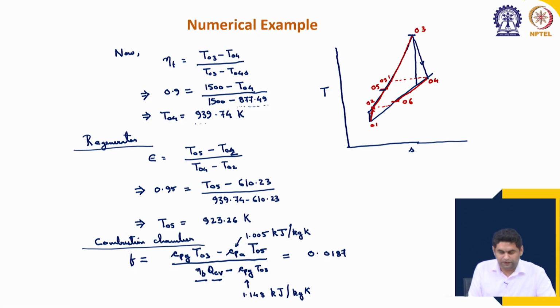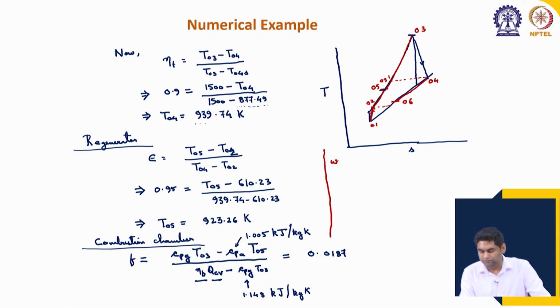So, now we can find the net work output from the turbine. Let me use another color to avoid confusion. I will solve it here only. So, what is the net work output? Net work output from the turbine is equal to, so there is no transmission efficiency given, we will assume that transmission efficiency is equal to 1.